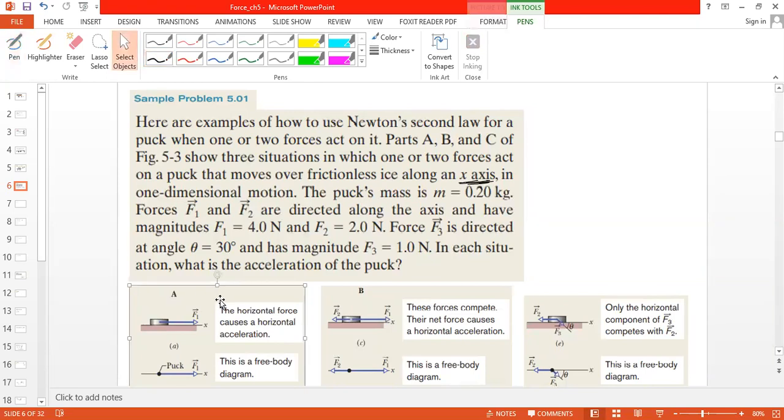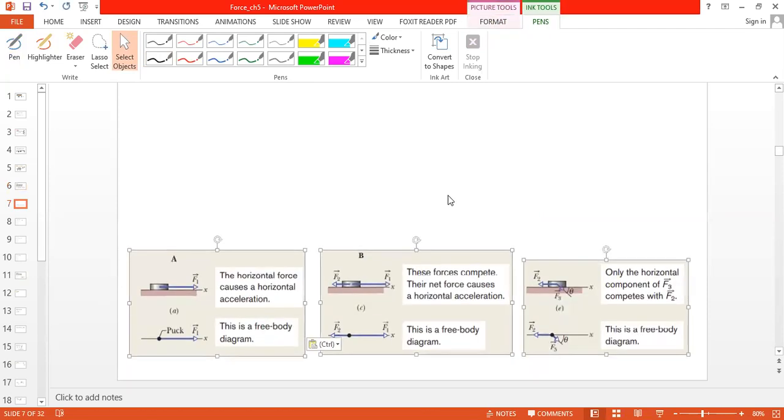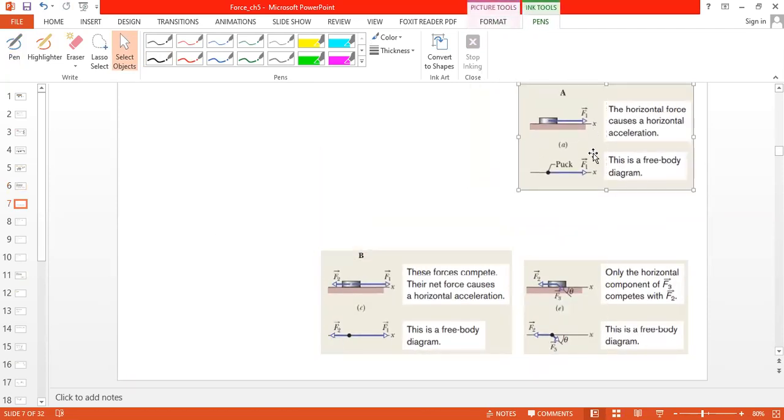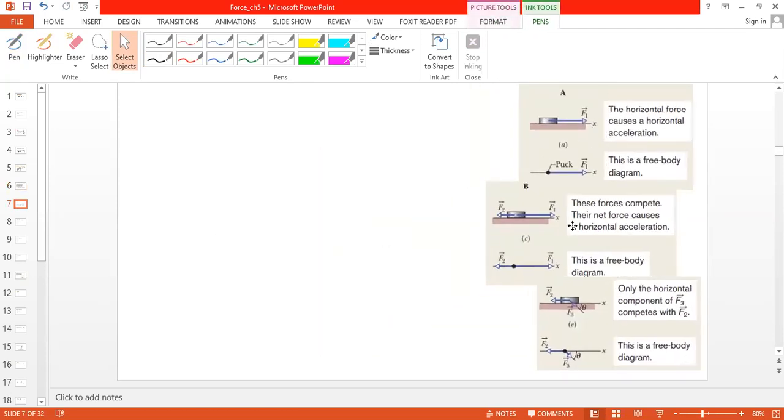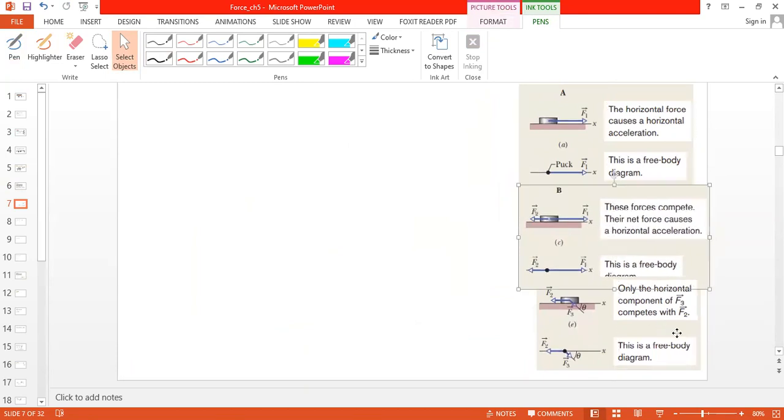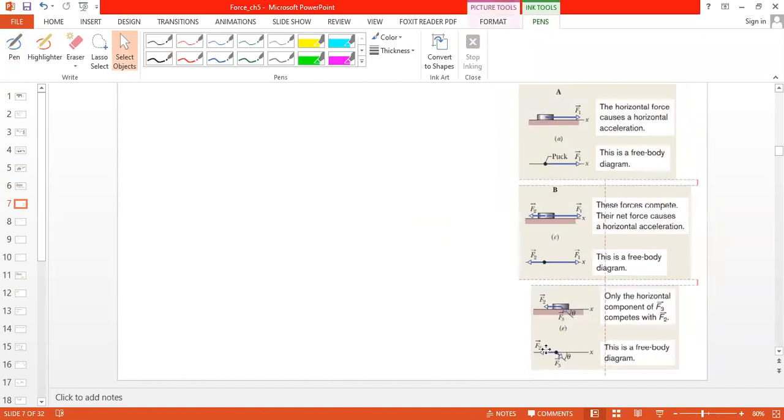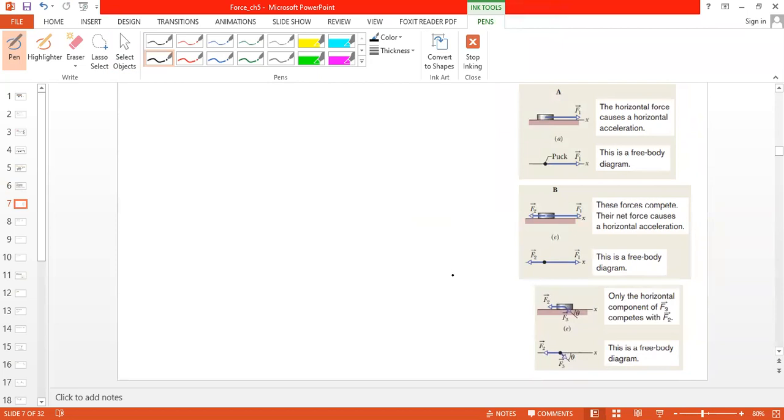So let's try this math. This is really very easy math. I know you guys will find it very easy. Okay, so let's start with situation A. No, this is situation C. So let's start with situation A first.